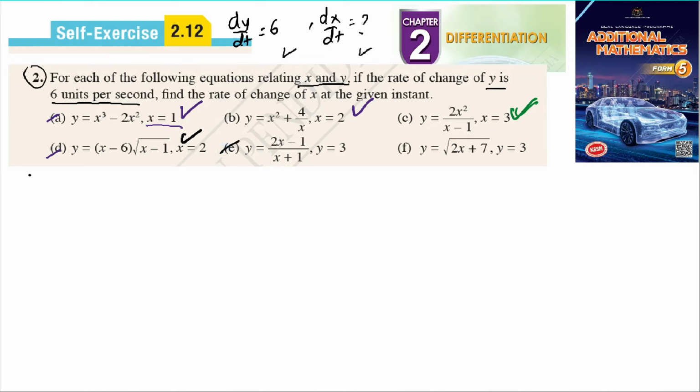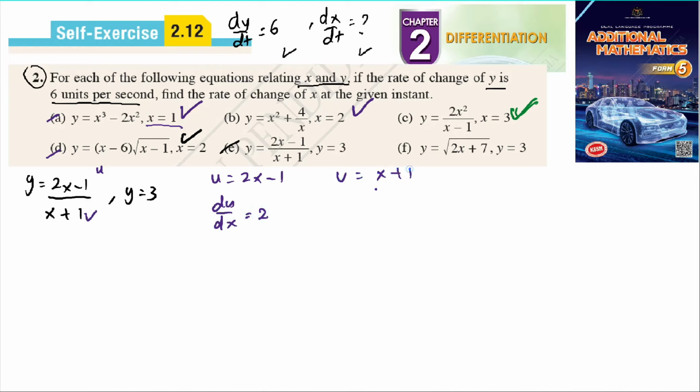So part E, y is equal to 2x minus 1 over x plus 1, where y is equal to 3. So this one, you see here, you have to use the quotient rule. This one is u, this one is v. So u is equal to 2x minus 1, du over dx is equal to 2. And v is equal to x plus 1, dv over dx is equal to 1.